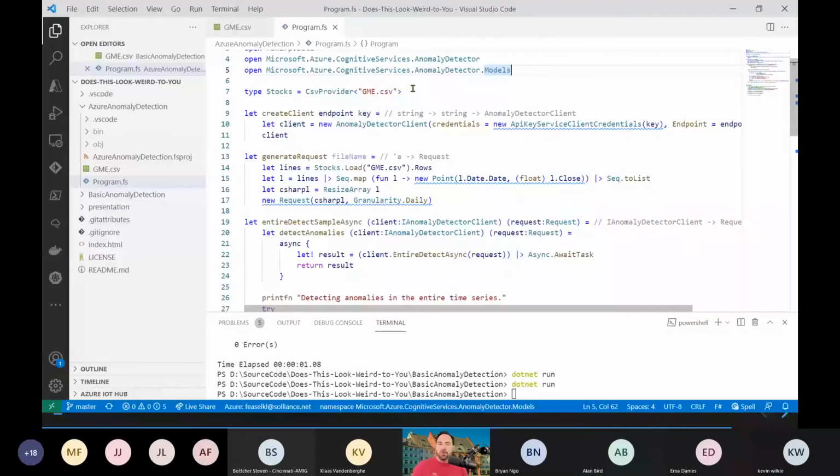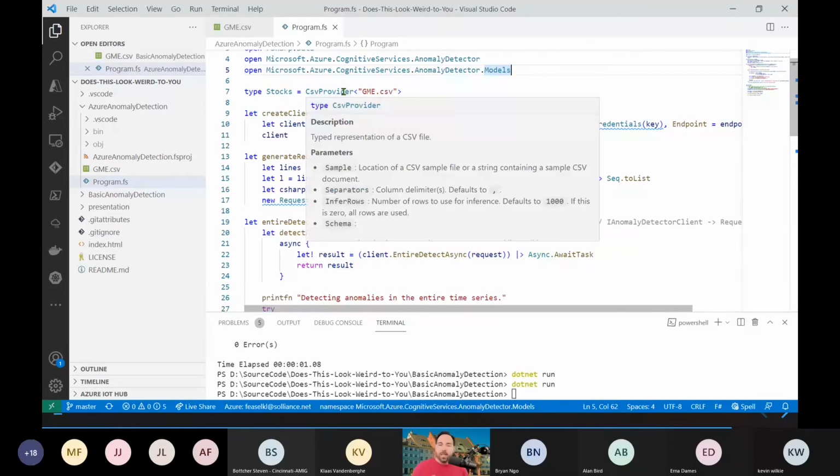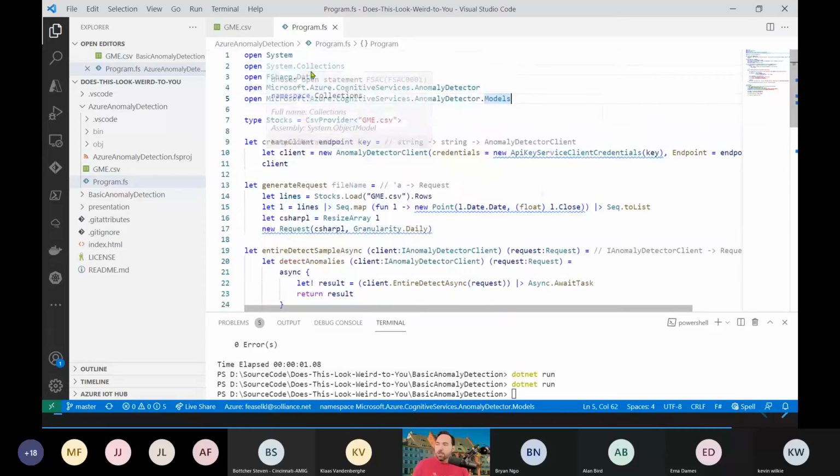I then have to load my data. Unlike ML.NET, Azure Cognitive Services does not have a data frame concept, so no relatively easy way to load a CSV. F# has a relatively easy way to load a CSV. It's called a type provider. So this is a CSV provider. It's built into the FSharp.Data library, loaded from NuGet, and lets me read a file like gme.csv and generate a type or a class off of that file.